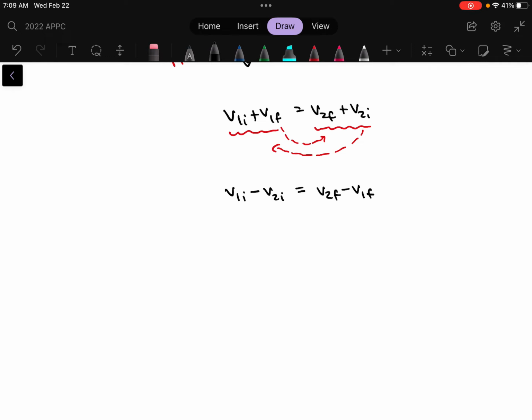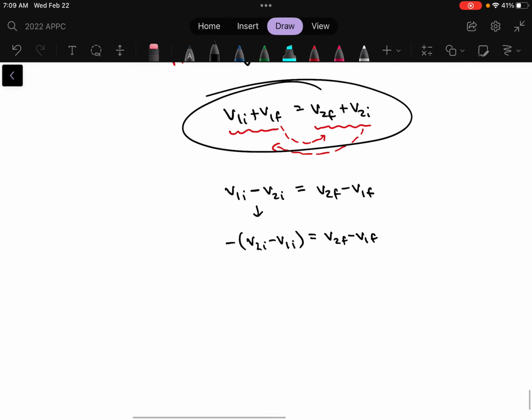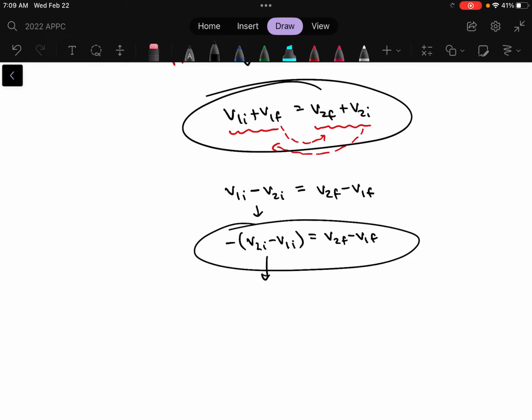And if we kind of like the idea of having finals minus initials here, we can move those around and put a negative sign in front and say it's v2i minus v1i equals v2f minus v1f, which is kind of a useful formulation here. What we have up above is saying that if you add up the velocity before and after for each object, it should be the same, which is nice. But down below here, this is saying that the relative velocities of the objects are opposite from before to after. This term right here is the relative velocity between 2 and 1.